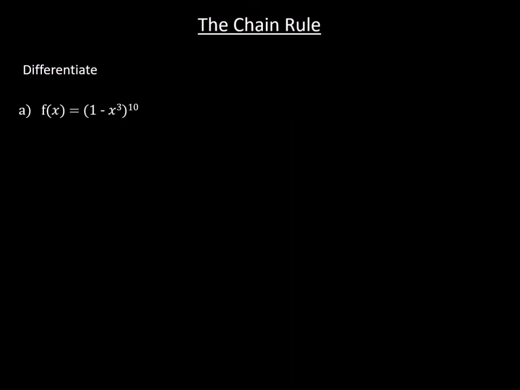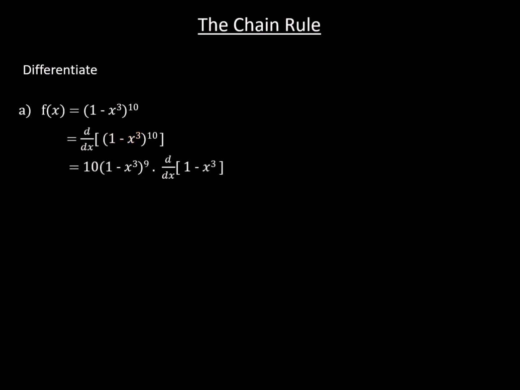Starting with a, (1 minus x cubed) to the power 10. We first add the derivative notations. It's a function of a function, therefore we need to apply the chain rule. When applying the chain rule, we need to multiply the entire function by 10, and then subtract 1 from the 10, and then we need to multiply by the derivative of the inner function.